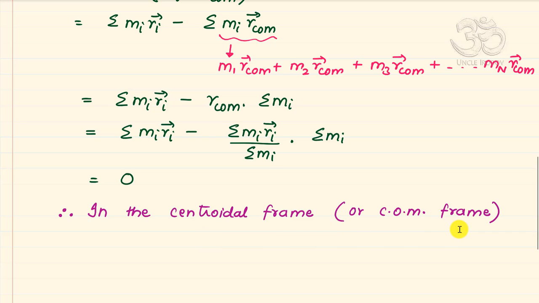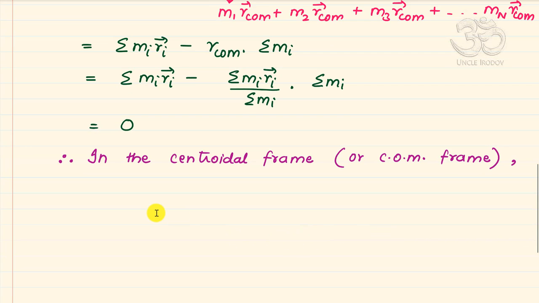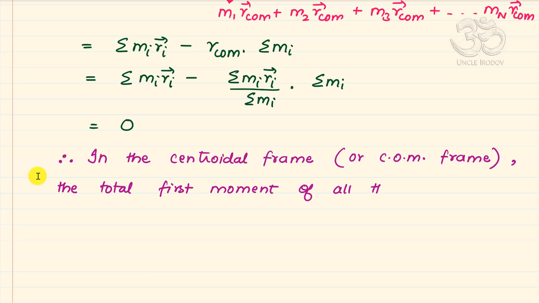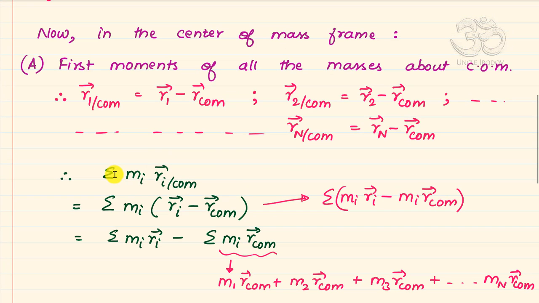So in the centroidal frame, the total first moment, or moment of all the particle masses, is 0. So if you are standing in the center of mass frame, and you have a requirement to find this summation of mi times ri with respect to the center of mass, you can immediately say that this term is going to be 0. We will see how it is used, but please keep in mind that this is going to be 0. So this is the first moment of all the masses about the center of mass.